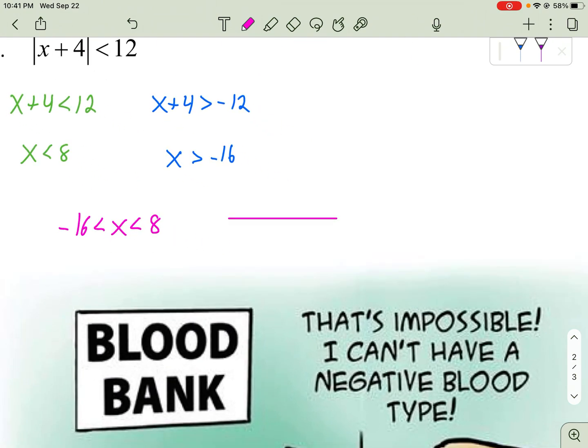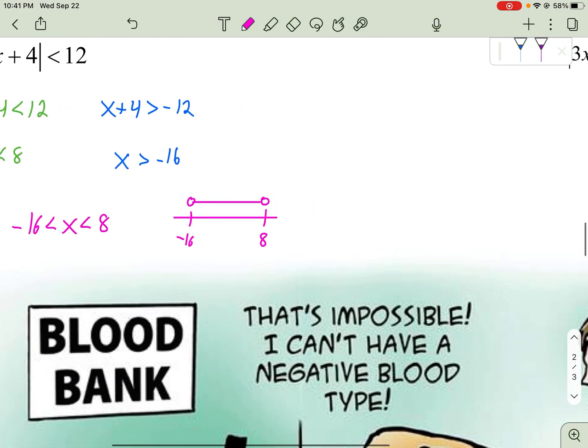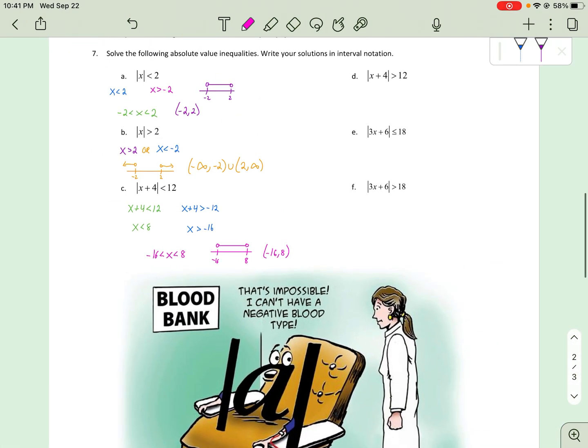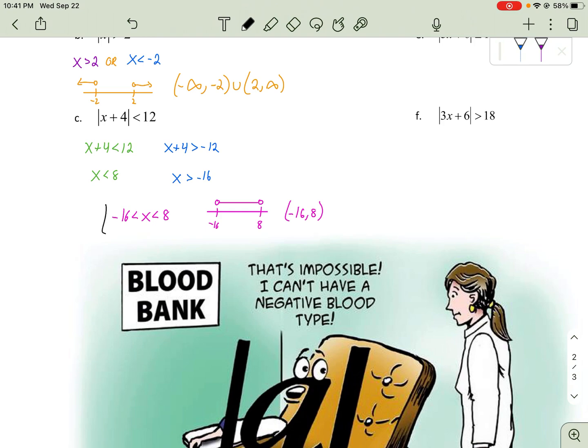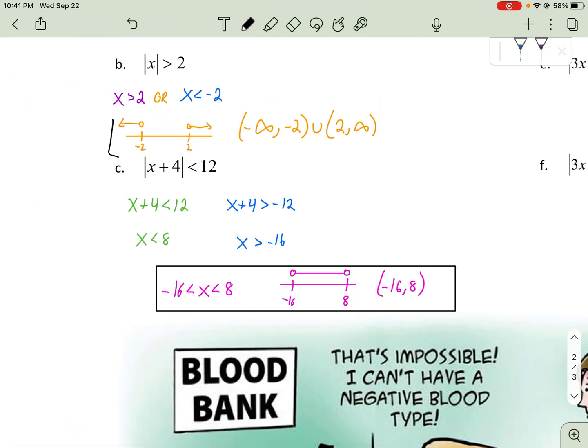On a number line, it would look like this, negative 16, 8. So when x is between two numbers, it looks like that. And then in interval notation, it is negative 16 to 8, and they're both open in this case. Okay, so there are three ways to write the answers. Let's box in the three ways. These are all ways to write the answers to show all your solutions.